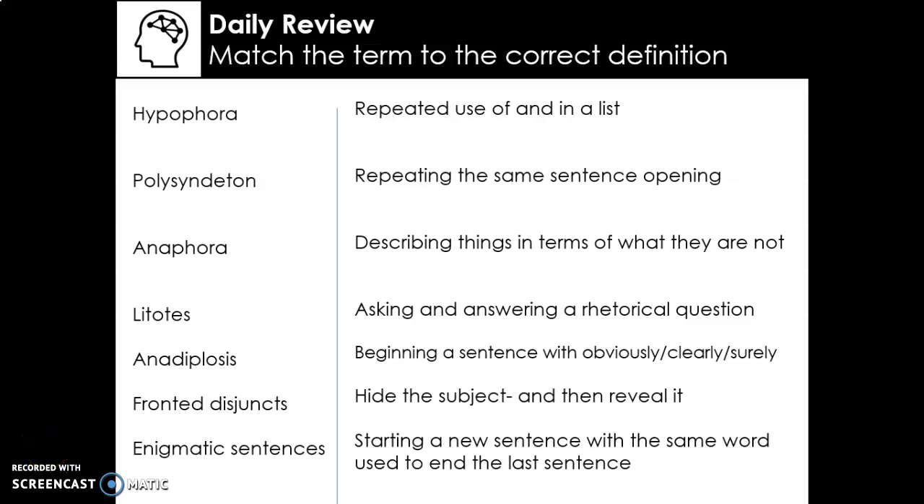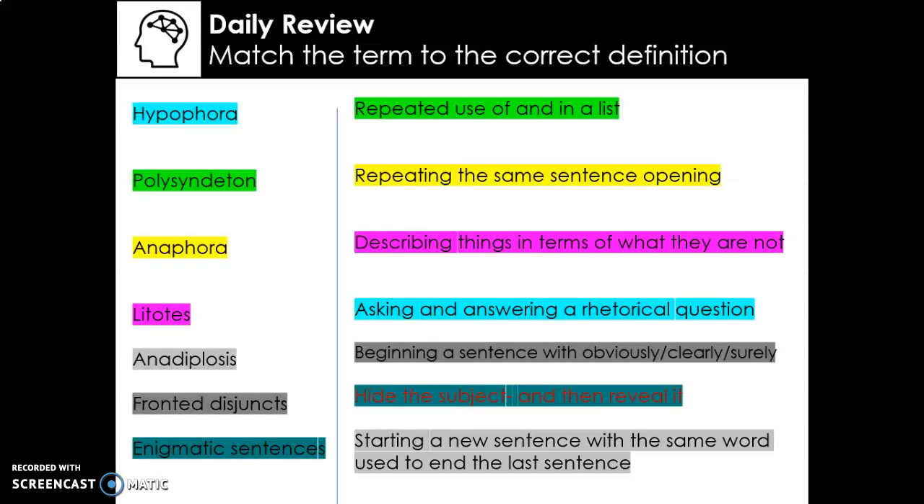Okay, so we've got the mismatched words. Oh no, how will we match them up? Should we look for the answers? Okay, so hypophora, or hypopora. Okay, asking and answering a rhetorical question.